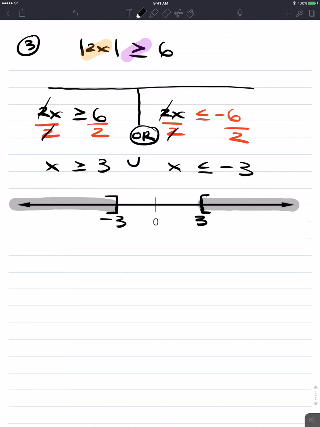If they want interval notation, the left shaded region is described by negative infinity up to negative 3. The right shaded region is 3 to infinity, and we took the union.